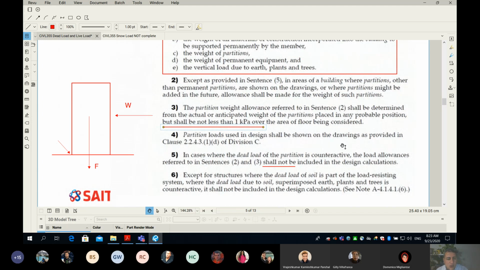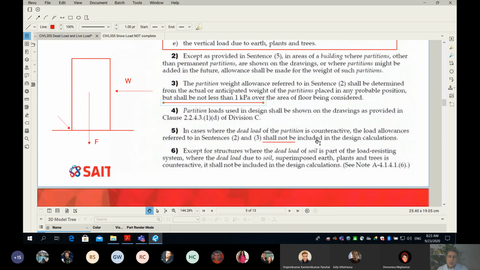Statement number 4, I'm not going to go through it because it's straightforward. Partition loads used in the design shall be shown in the drawing. And by the way, this is typically shown on the architectural drawing, not on the structural. They show all the partition loads. Now, number 6, I'll give you a minute to read number 6.